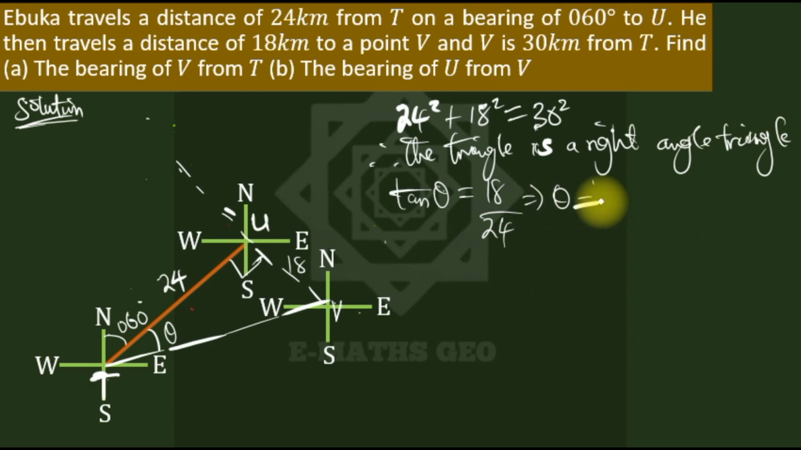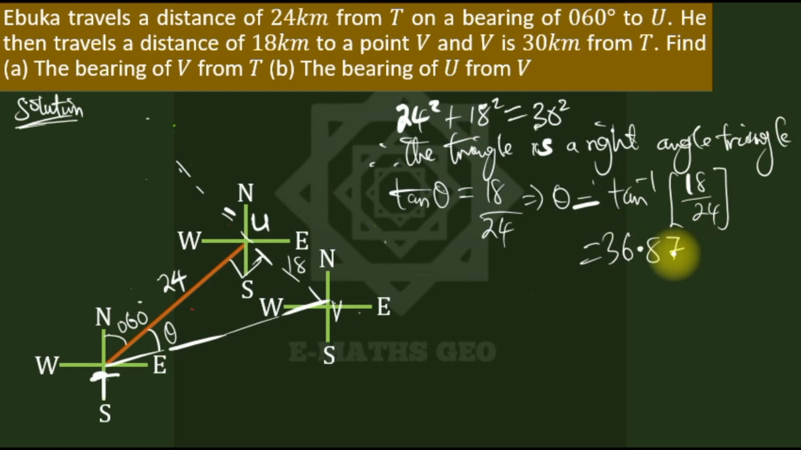Solving for theta, we have arctan of 18 over 24, which is 36.87. Remember, the total angle is 90. If you add 60 and 36.87, it will exceed 90, meaning V should have come down. But it can't come down because the distance is 18, so it can't be longer than 24. So this diagram is wrong, very wrong.